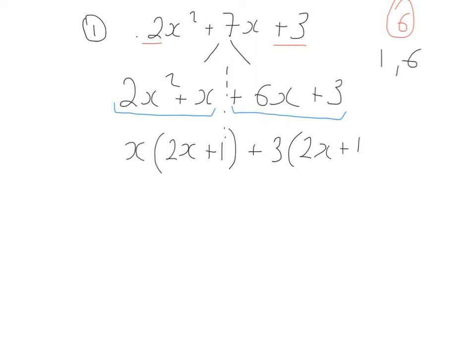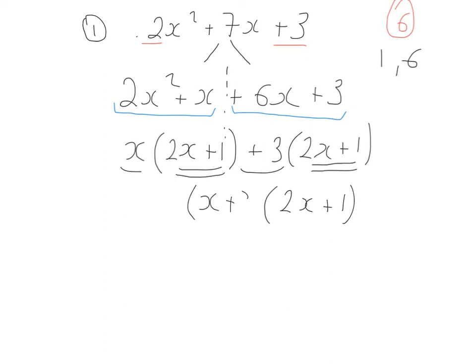Now, what should always be the case with these equations, if you're on the right track, is that you get the same result here and here. That's going to be your second bracket, 2x plus 1. And your first bracket is x plus 3. The final answer, bracket x plus 3, bracket 2x plus 1.